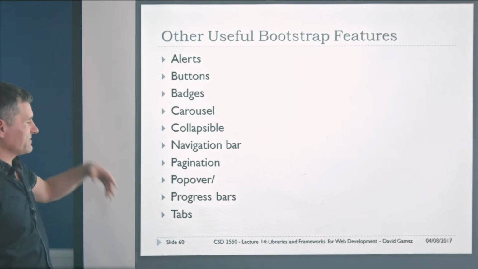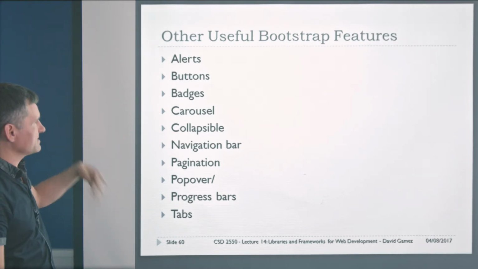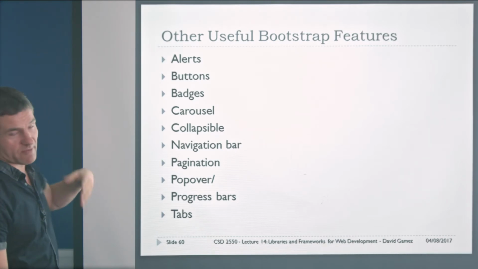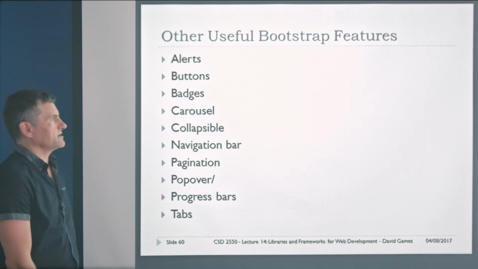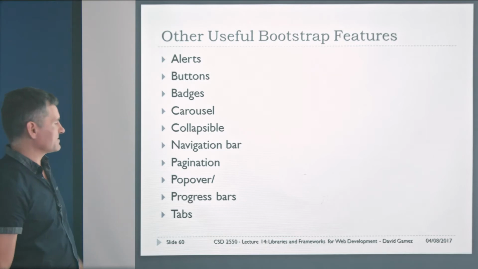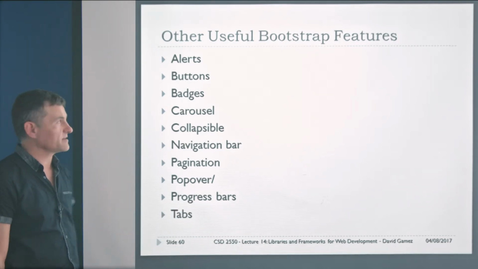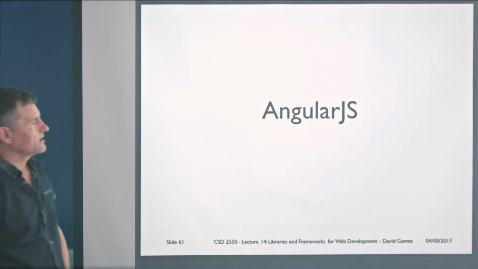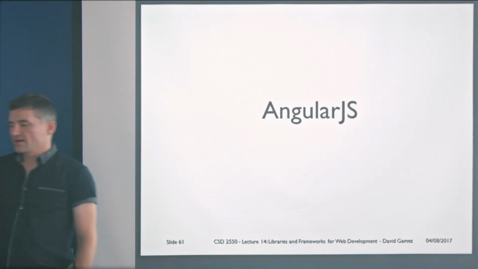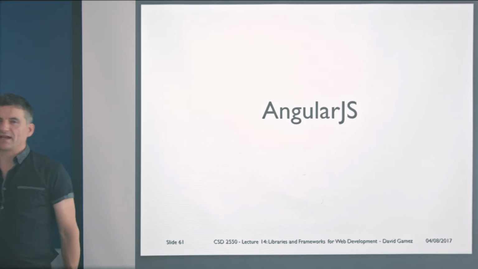Bootstrap also has a bunch of widget type stuff like alerts, buttons, badges, carousel, collapsible, some of which are also implemented by jQuery. And many of the other JavaScript libraries will probably give you progress bars as well. So there's probably like 10 different progress bars you can use if you wanted to. Okay, so that's Bootstrap. Now I'm going to say a little bit about AngularJS.